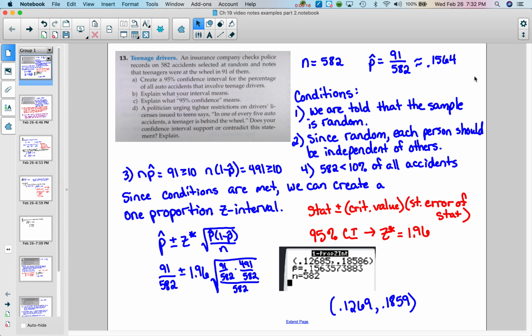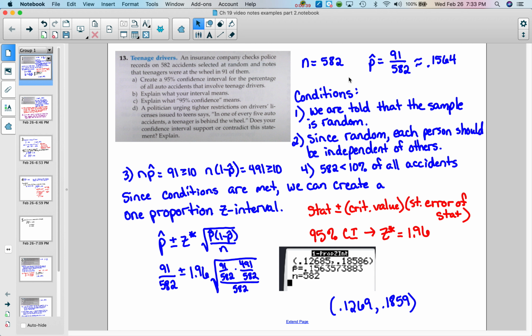So this was a homework problem and I want to give you the solution for that, and then I'm going to extend the problem just a bit. This is about teenage drivers. An insurance company checks police records on 582 accidents selected at random and notes that teenagers were at the wheel in 91 of them. Create a 95% confidence interval for the percentage of all auto accidents that involve teenage drivers.